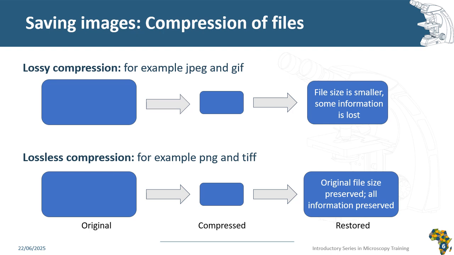And this is the example of JPEG and GIF. And this one is really not good for science topics and science analysis. So you should never use it for quantification in terms of science. And there are the lossless compressions, PNG and TIFF, and these preserve the information when they are restored.